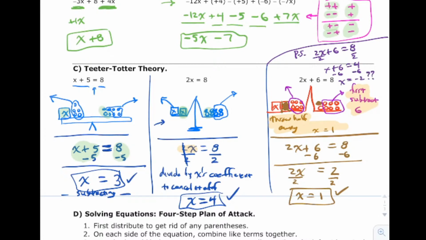Okay, and it goes back to when I was starting to cut it in half, and I said, well, if I'm going to throw half away, I have to throw away half the x's and half of the 6. I would have to divide that by 2 as well, and that would give me an x plus a 3 equals 4. And when I subtract 3, I would get the right answer. Okay, so if you don't want to worry about this fine detail, just always save your dividing for last. Which is what I'm going to do on the next page.